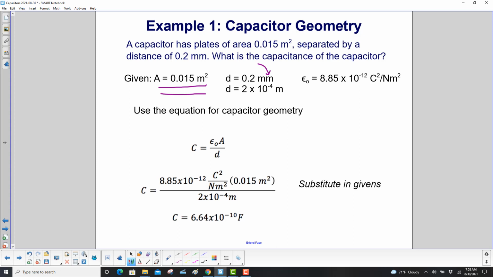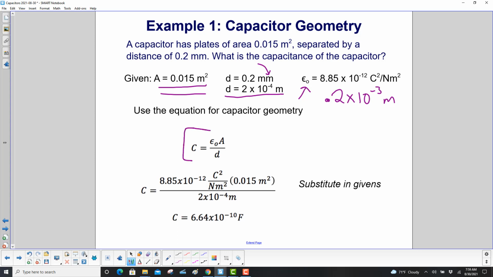But then we'll move the decimal to the right, decreasing the power to 10 to the minus 4. So we have 2 times 10 to the minus 4 meters. You also could have just used it like this, 0.2 times 10 to the minus 3 meters. We have epsilon 0. You don't have to memorize that. That will be on your formula sheet for any exams you take.